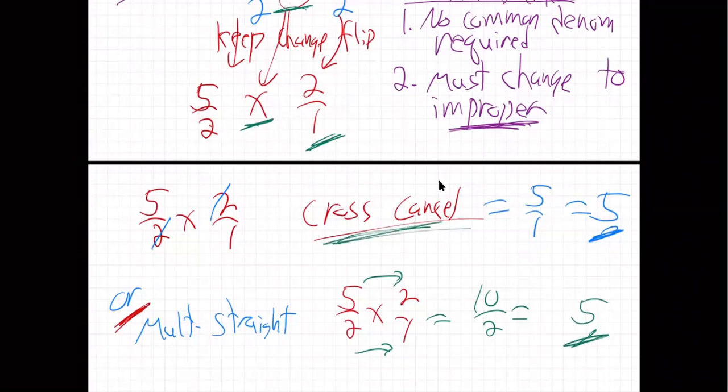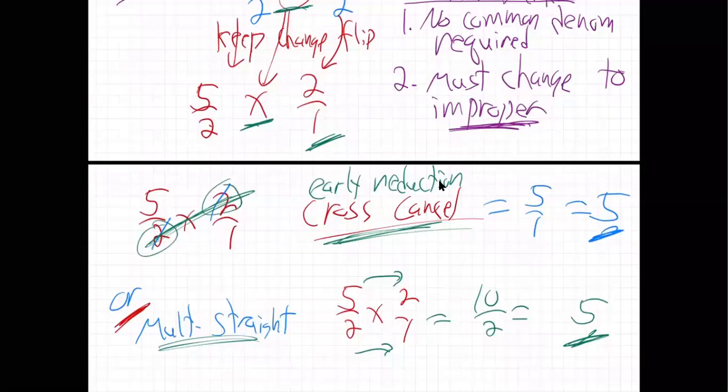Cross canceling is a little quicker because it just cancels these out right away, and you just go straight to the 5. But you can multiply straight on the top and the bottom if you want to, and then just reduce at the end. So cross canceling is really just early reduction. That's all it is. I don't want you to think cross canceling is some other different fancy trick. It's not. It's just reduction, right? You know you can reduce fractions top and bottom whether they're straight up and down or diagonal. It doesn't matter. This is just diagonal reduction. You're just reducing early instead of reducing late. It's all the same thing. So the answer is 5 either way you go.